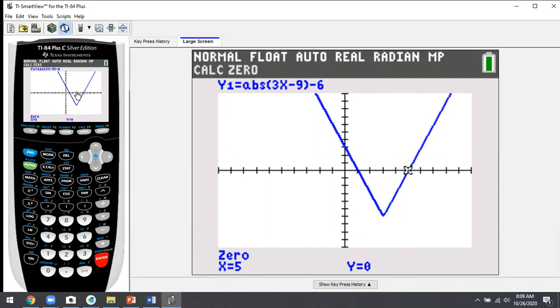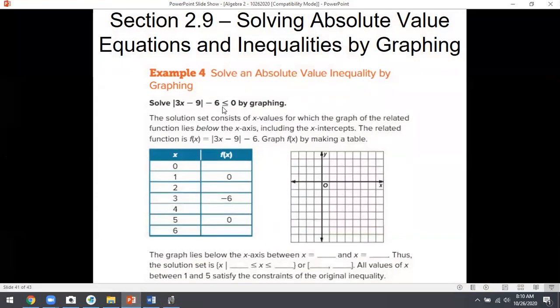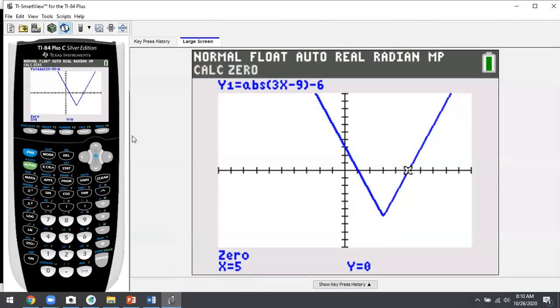Now, why do I want these zeros? If you look at the equation, what was it saying? It was less than or equal to 0, correct? That's where it equals 0. Less than 0 would be where it's below the axis. Do we agree with that? So where's the graph below the x-axis? Anywhere between 1 and 5. Would you agree with that?